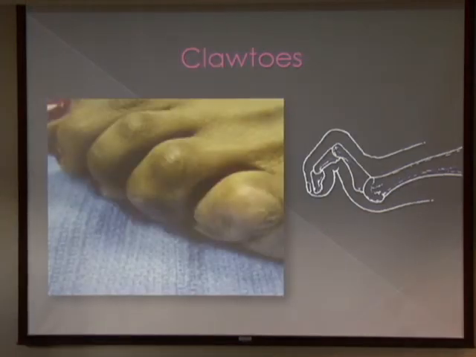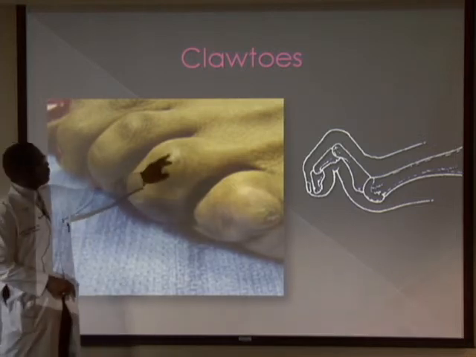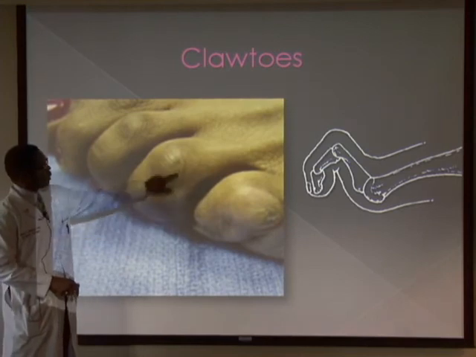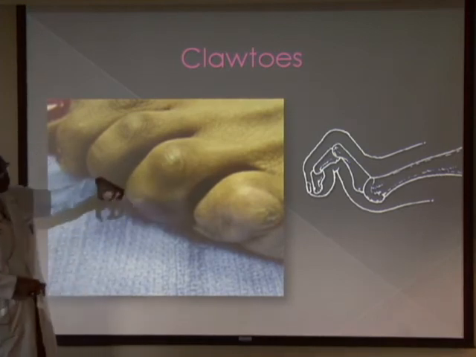These are claw toes. As I said, they can exist at multiple joints. So when you have a buckling at the PIP joint and at the DIP joint, then you get what is called a claw toe, as it looks like a claw.